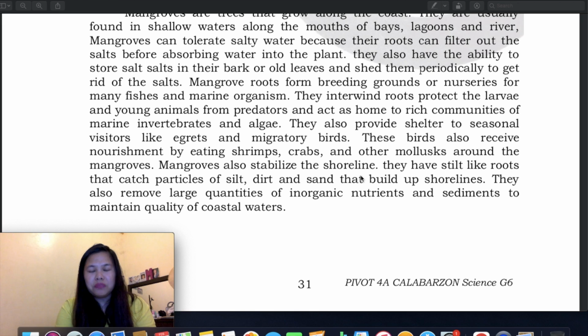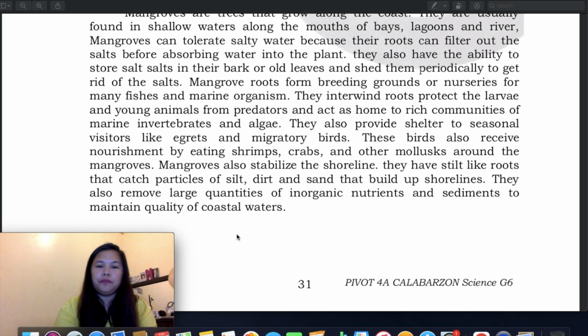So, kung kakainin ka talaga. So, mangroves also stabilize the shoreline so they can, with stilt-like roots, catch particles of the silt, dirt, and sand that build up the shoreline. So, they also remove large quantities of inorganic nutrients and sediments to maintain the quality of the coastline water. So, ang mangroves, guys, is nakakatulong din siya kapag meron kayong storm surge. Siya yung parang barrier kapag storm surge na sa ating baybaying dagat.